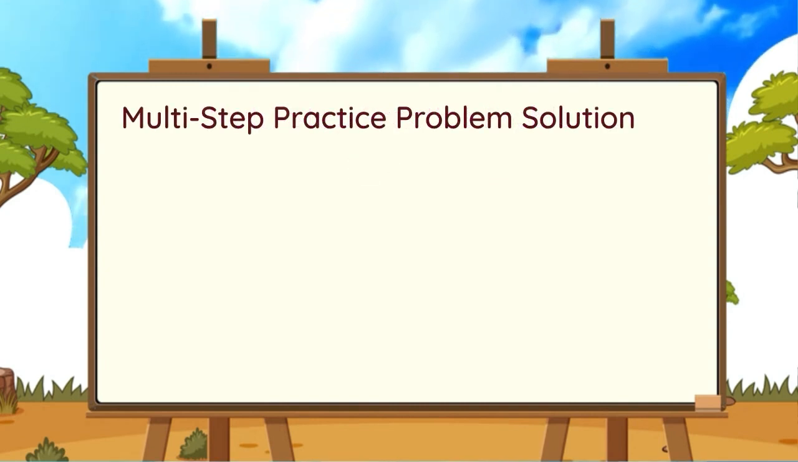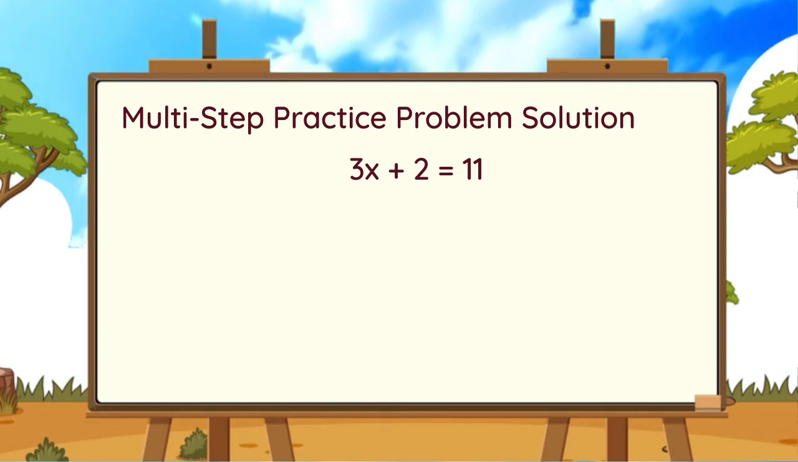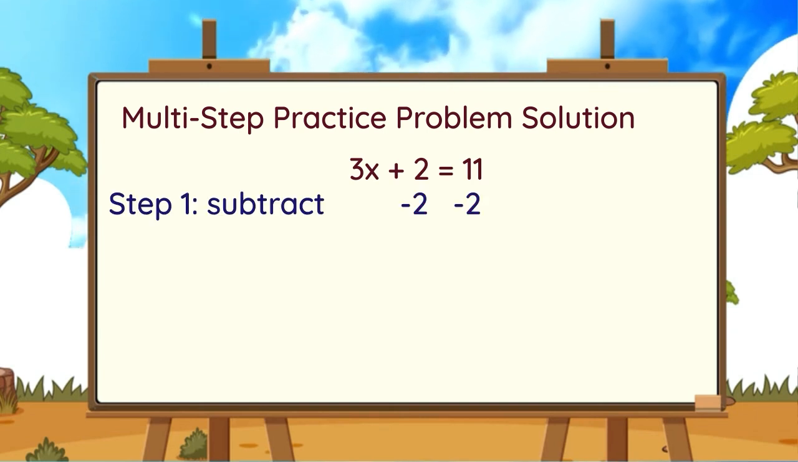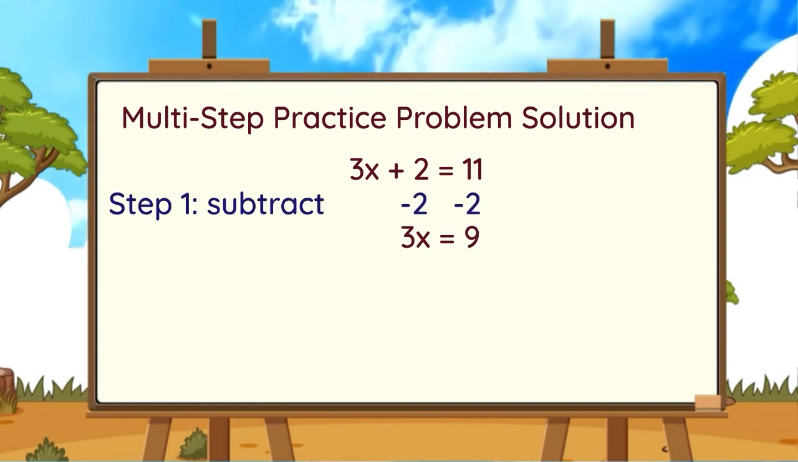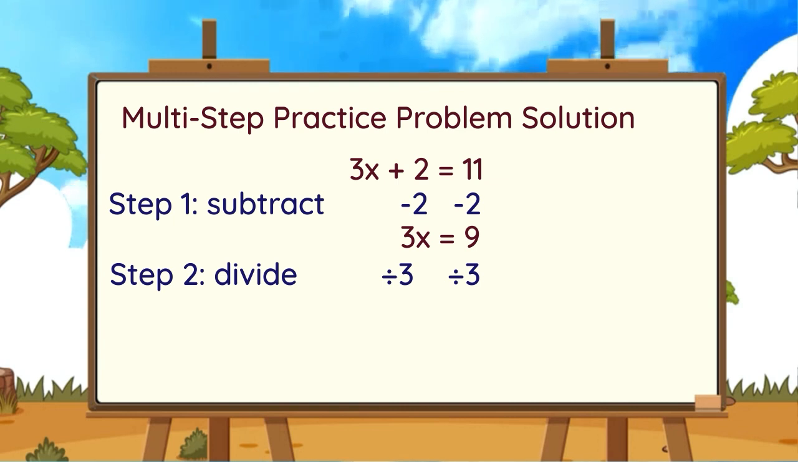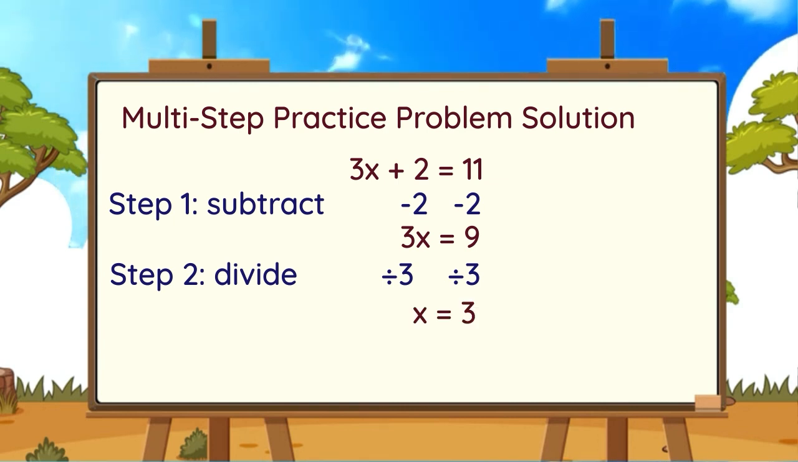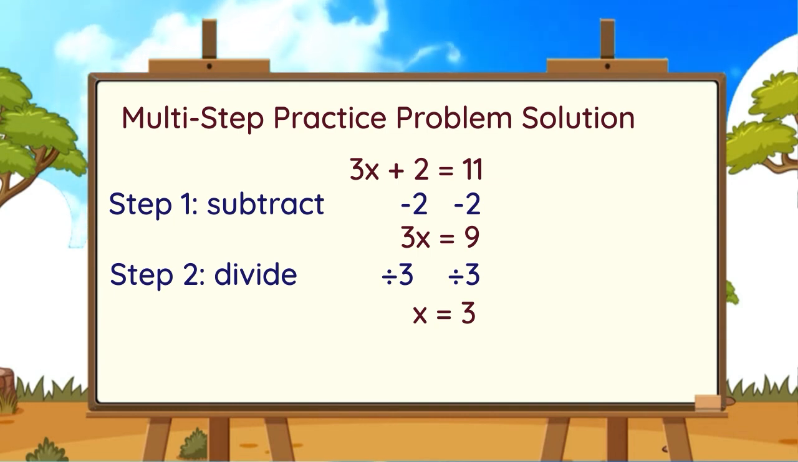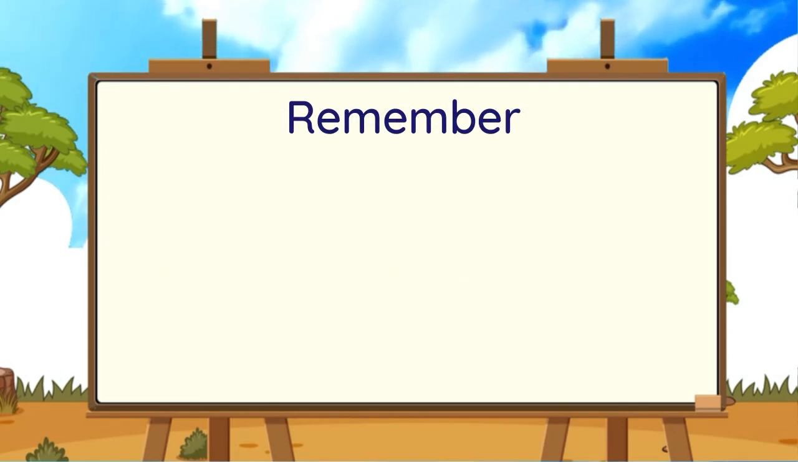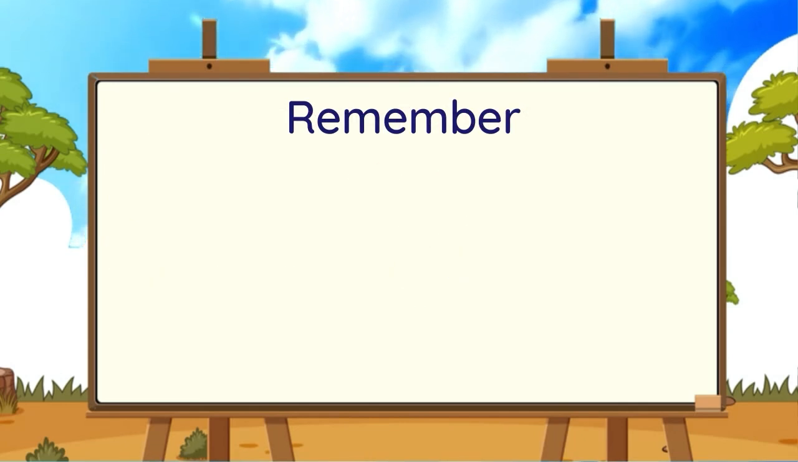Now, onto the multi-step equation, 3x plus 2 equals 11. First, subtract 2 from both sides to get 3x equals 9. Then, divide both sides by 3 to isolate x, leaving us with x equals 3. Multi-step equations can seem intimidating, but by breaking them down and handling each operation one at a time, they become much more manageable. You've just completed a key milestone in mastering linear equations.